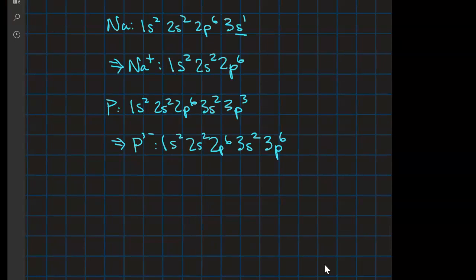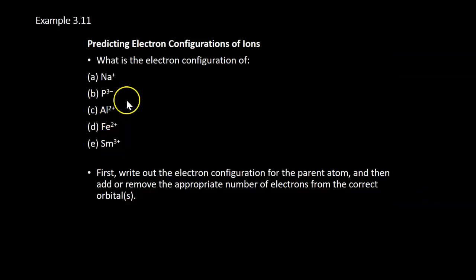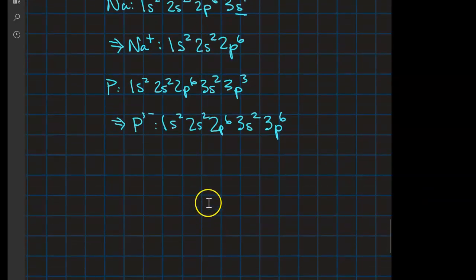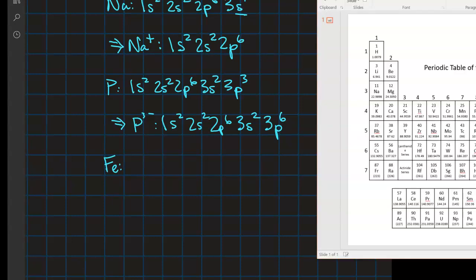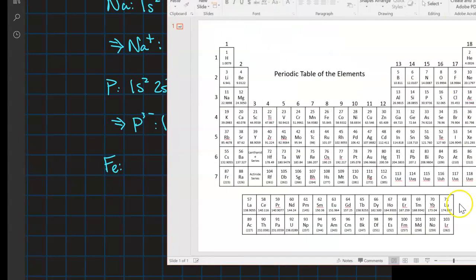Okay, so the next one that I wanted to do was the iron 2 plus, and this is kind of the interesting case because the electrons that we're going to remove are not the last electrons that went in. So let's write the electron configuration for iron. We need to know the position of iron on the periodic table. Let's see, we have it right here.